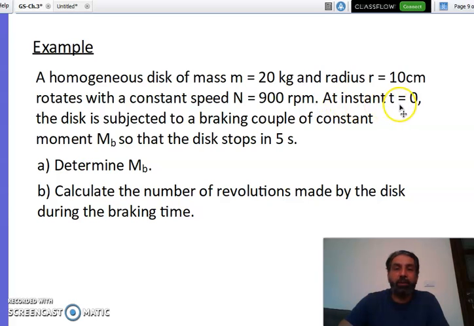At t equal to 0, the disk is subjected to a braking couple of constant moment m, so that the disk stops in 5 seconds. So initially the disk was in motion, means it has initial angular speed, right? Okay, we want to determine the moment of the couple. Let's start.